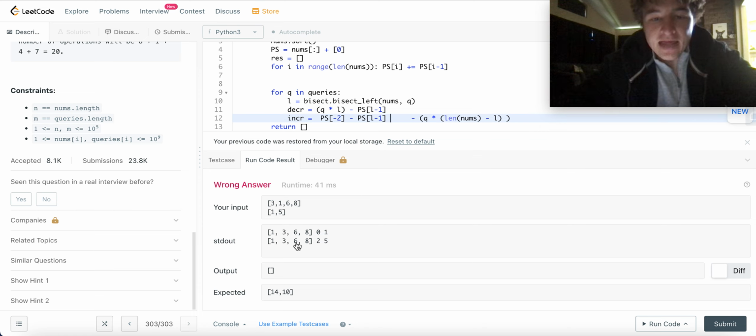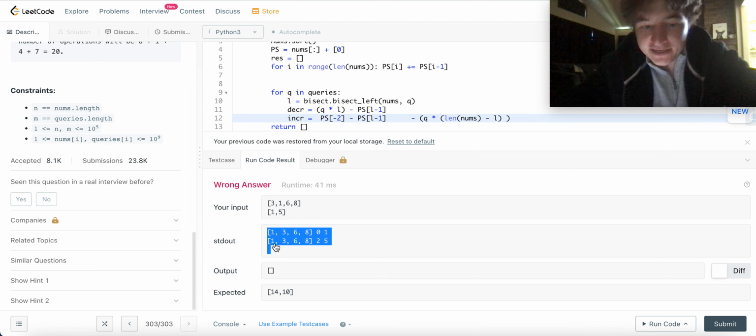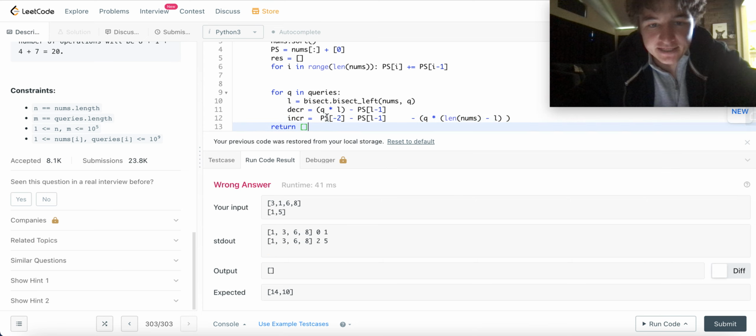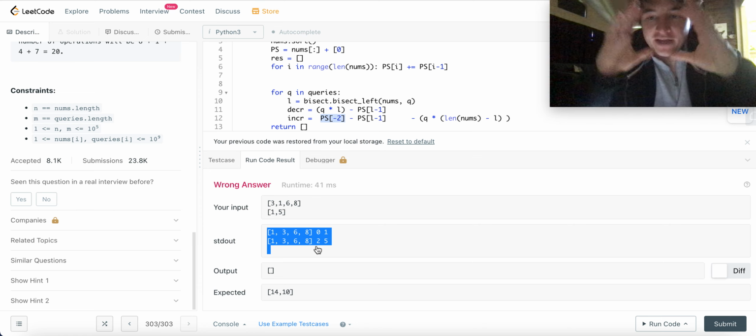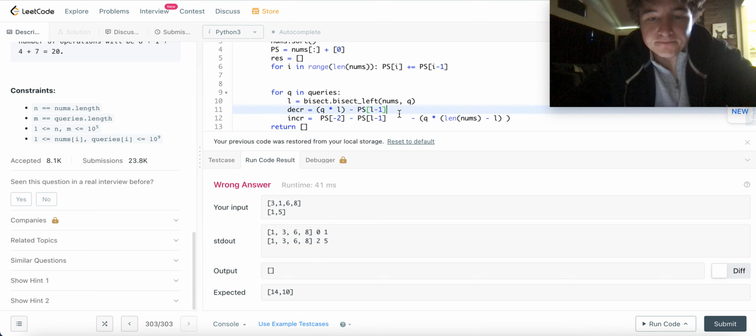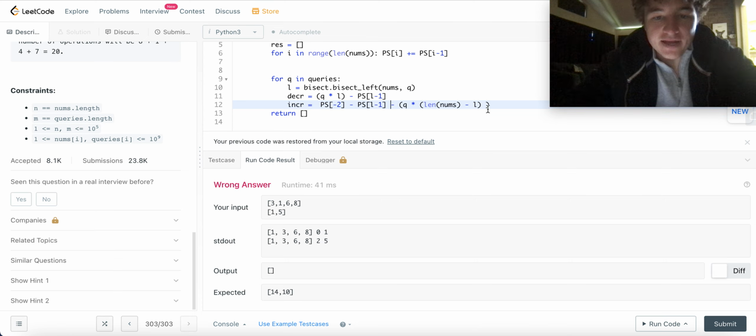Because if I just want to add up 6 and 8 to find this delta, I need to subtract 3 and 1 if I do the whole prefix sum, right? So I take the whole prefix sum, and then I subtract out the terms to the left, right? Because I want to exclude 1 and 3, so then I only include 6 and 8. Okay? So that would be our increment-decrement term.